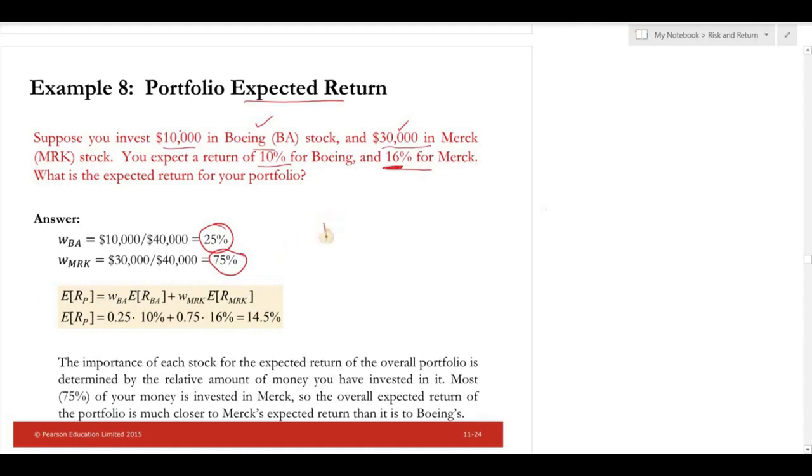So that is equal to the return of the portfolio. We can also call it the expected return of the portfolio, which is equal to the weight of A multiplied by the expected return of the first one, plus the weight of B multiplied by the expected return of B. So our answer would be 14.5%.